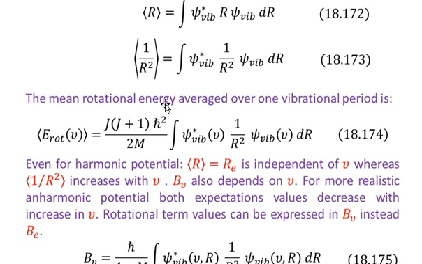So the mean rotational energy averaged over one vibrational period, that is the averaged value of rotational kinetic energy as a function of the vibrational quantum number, is equal to j into j plus 1 multiplied by h bar square divided by 2m, and 1 over r square has been represented by the expectation value of 1 over r square from equation number 173, which is written over here. So equation number 174 gives you the average value of the rotational kinetic energy of the molecule during its rotation, and the average has been performed over one vibrational level.